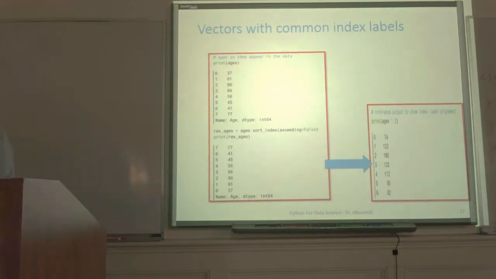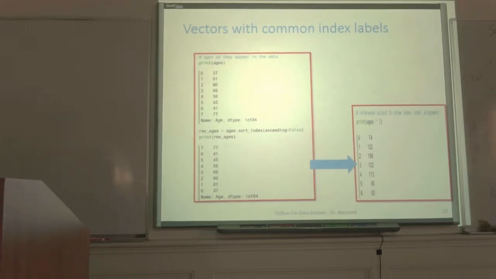Can we, yes, you can. So we created a variable called reverse ages. Yeah. So what type is that? Is that a series? Series, yes. So you can just do print reverse ages times 2.